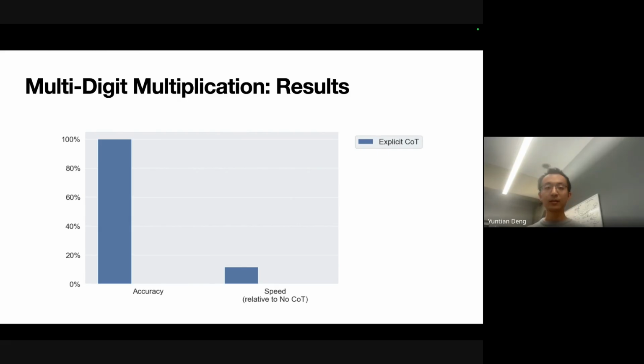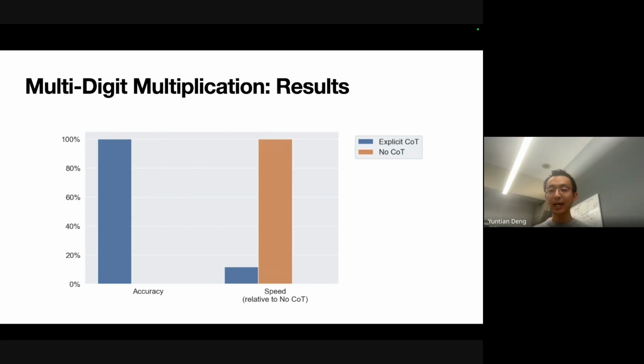For explicit chain of thought, for 7-digit multiplication, it is actually able to get 100% accuracy, which might not be that surprising, given that multi-digit multiplication has a pretty fixed algorithm, and it's not surprising that a model can learn such dependencies. And in terms of speed, it's roughly 10 to 15% the speed relative to no chain of thought, mainly because it needs to output this reasoning chain of the intermediate partial products and partial sums in this long multiplication algorithm.